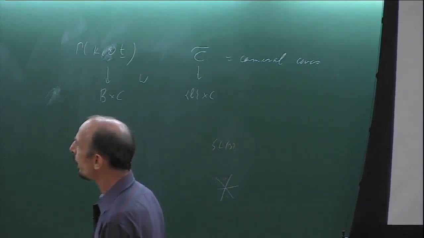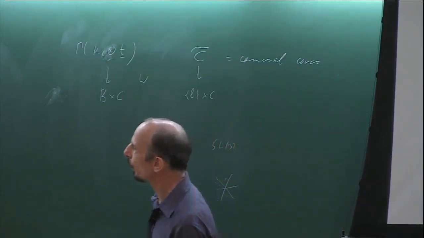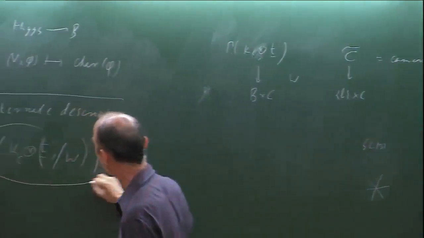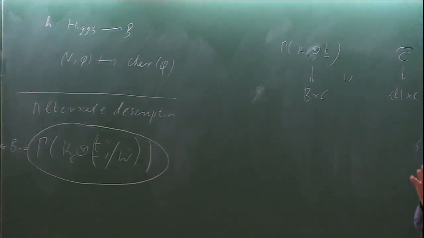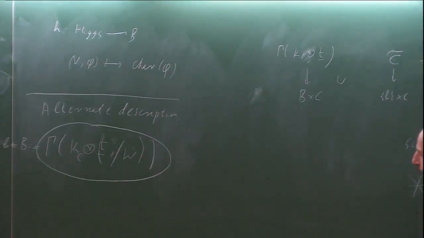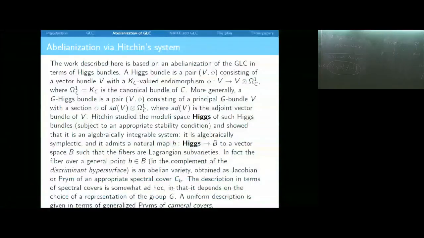So the most natural description of the Hitchin system is in terms of this description of the base, and the use of this family of cameral covers and Weyl action on them. So where were we? So that's the uniform description in terms of generalized Pryms of cameral covers. You can say more or less exactly what the fiber is.